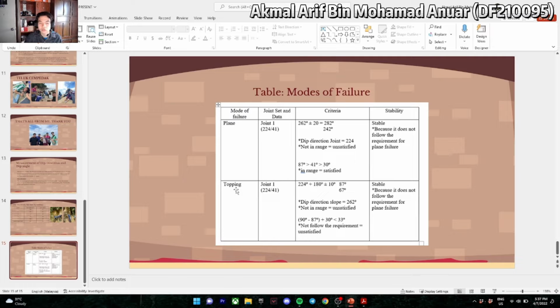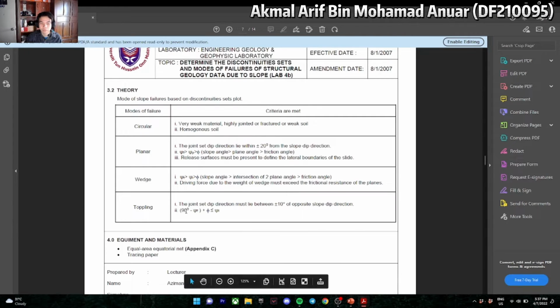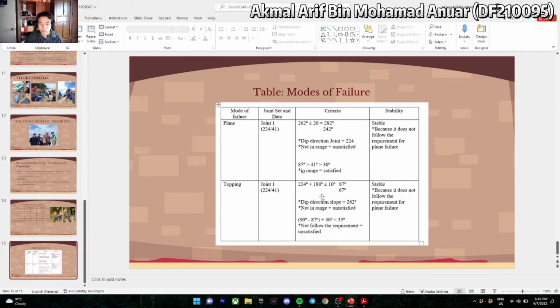For the toppling failure, also the same, joint 1 224/41, and we use the formula from the lab, which is this formula, and we do the calculation part. We get 87 and 67 plus minus. The slope direction is 262 degree and it is not in range, so it will be unsatisfied.